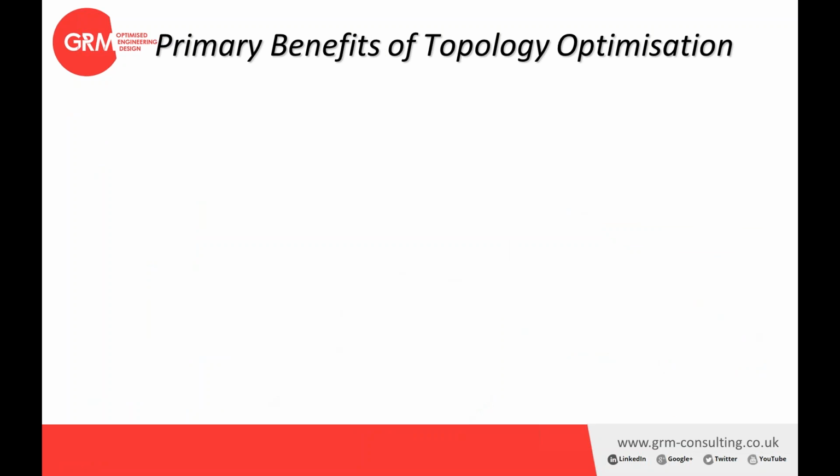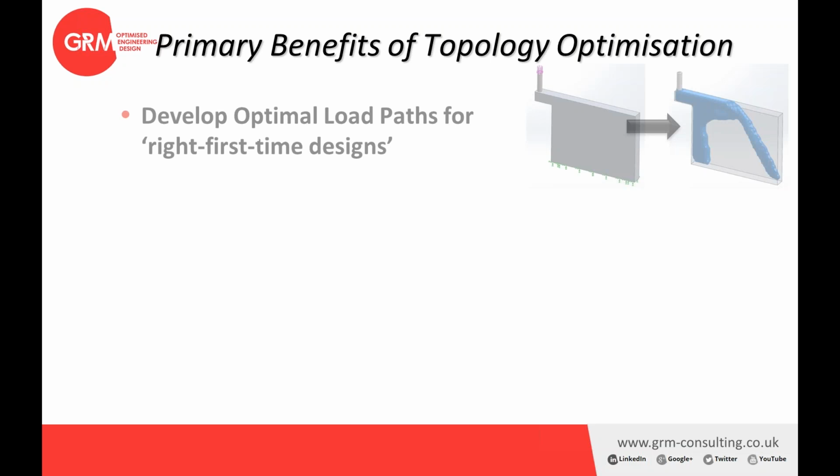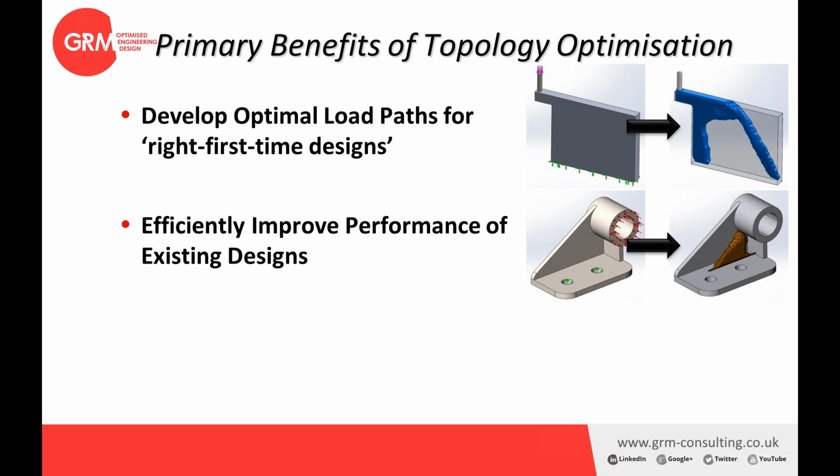Now, in terms of the benefits of topology optimization, the key thing we want to do here is understand what can we get out of it as a process in our design. So first of all, we can look to develop the optimal load paths for the structural load cases we want to consider, and that will give us the opportunity to develop right first time designs.